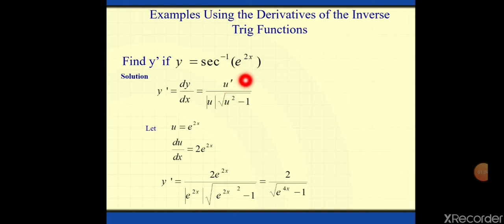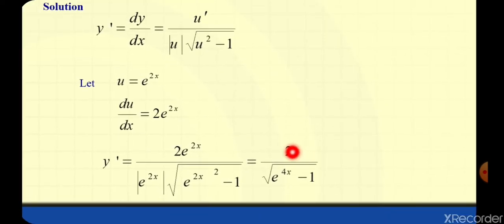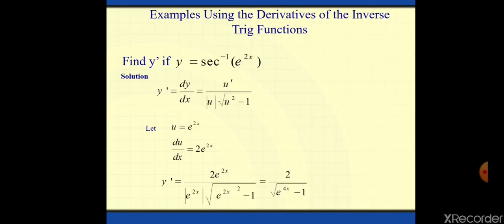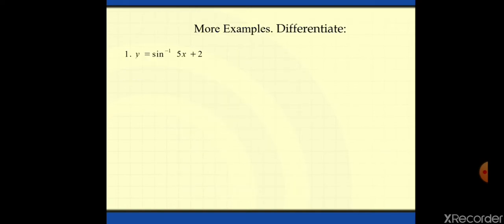So here e to the power 2x, its derivative is 2e to the power 2x, and you can substitute u here in the denominator where u is e to the power 2x. So you can find the final answer here, which is 2 over root e to the power 4x minus 1. Another example.